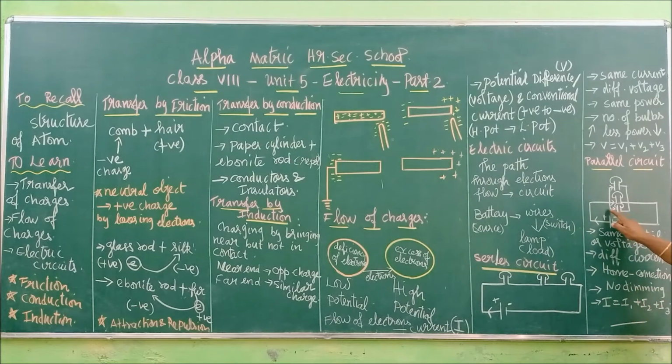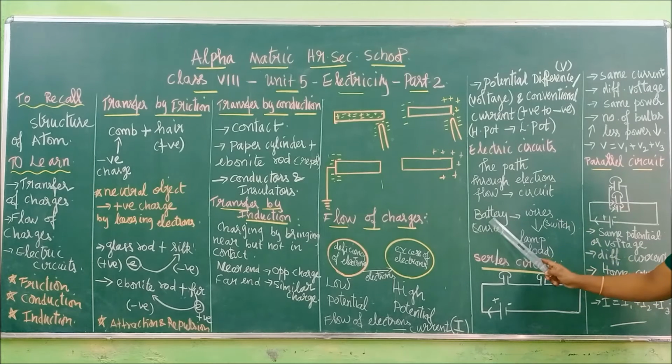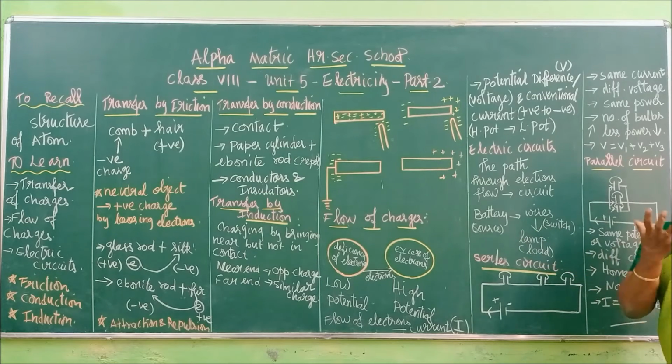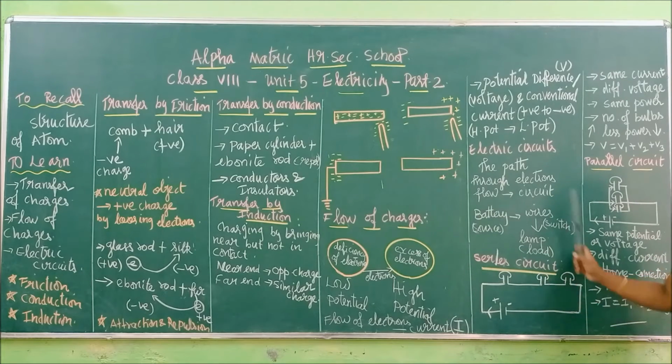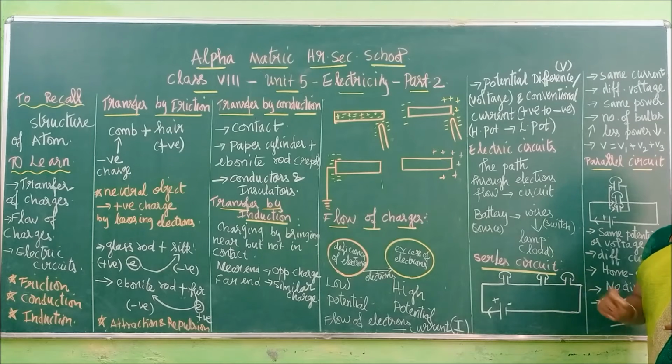Now here, all the ends of the bulbs are connected to the battery. I want to explain this to you. The path through which electrons flow is called a circuit, and this circuit will contain one battery, wire and lamp, and wire, and if we have one switch. Usually we call the battery the source and the lamp the load. Source is the source of electricity, and where we use that electricity is called the load. In between the source and load there will be many components, like wires and switch.